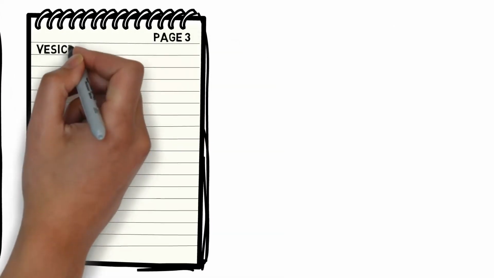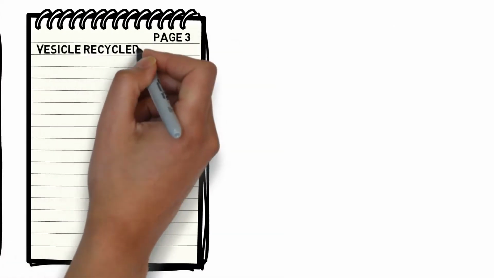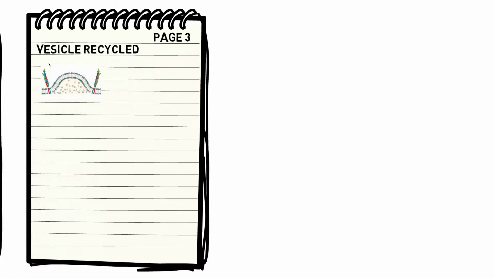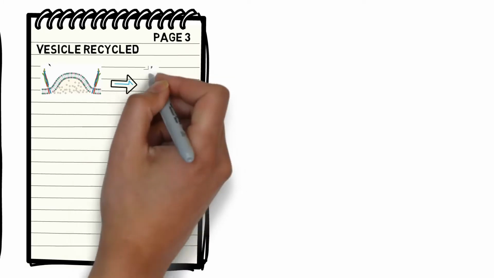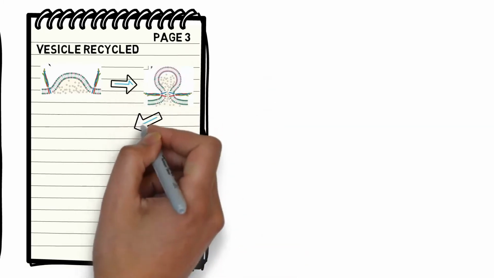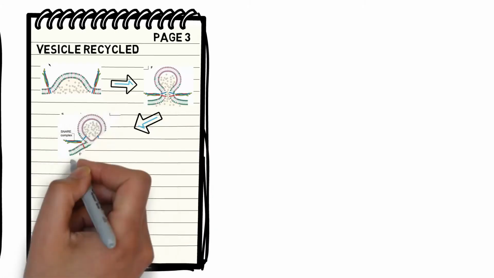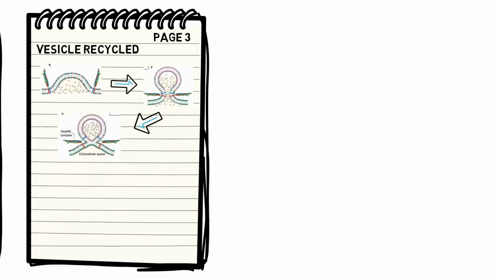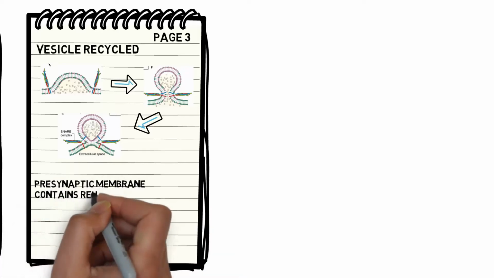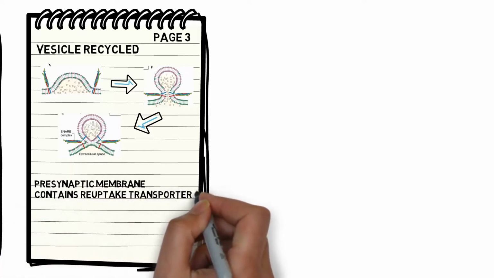Once released, the vesicle membrane must be reformed again. This happens with the help of a clathrin net. The net lays over the flattened vesicular membrane and pulls it back up into the cell. Once back in the cell, the clathrin detaches and the vesicle is refilled with neurotransmitter molecules again. The presynaptic membrane is where the transporters are for the reuptake system if the neurotransmitter uses one.